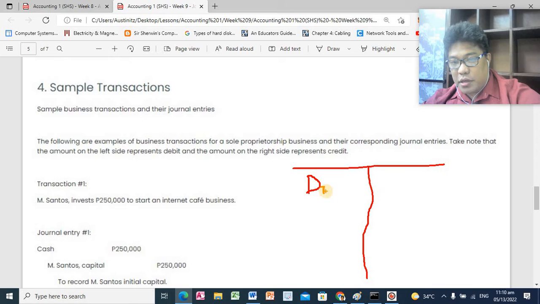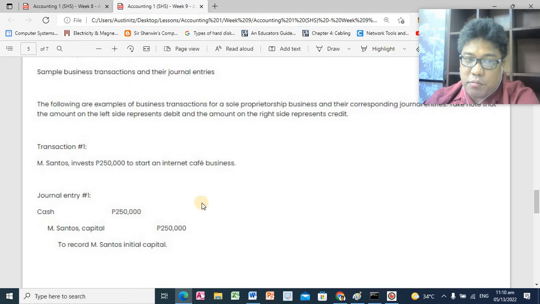Acronym is DR, and credit on the right side, acronym is CR. Okay, so let us have the first transaction, number 1. M. Santos invests 250,000 to start an internet cafe business. In the accounting cycle, the first step is to analyze the business transaction.